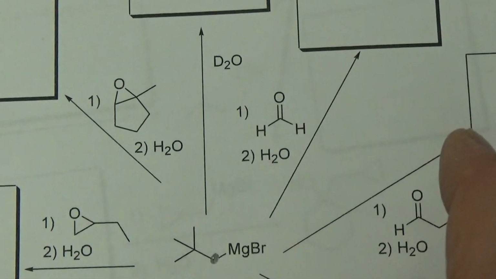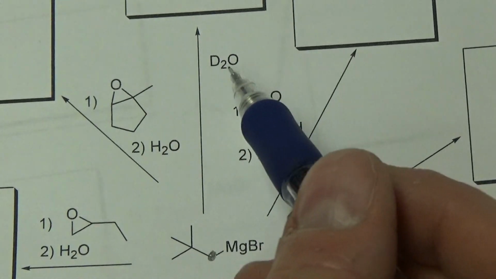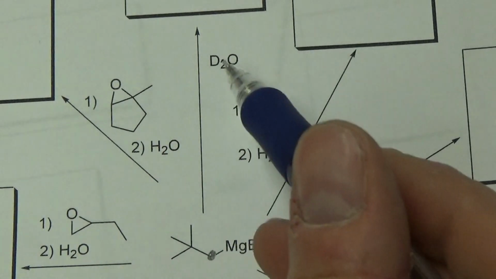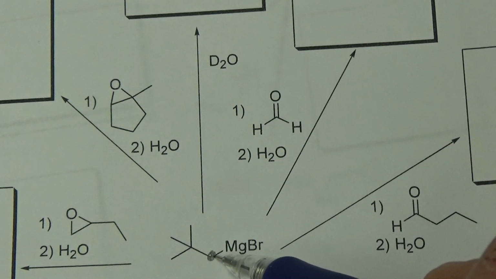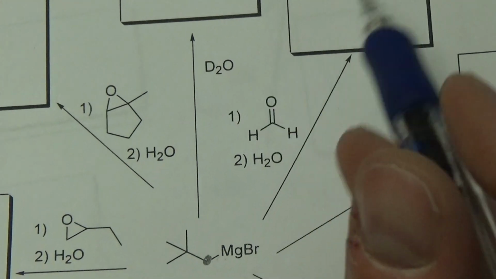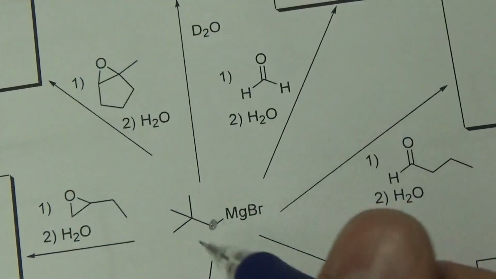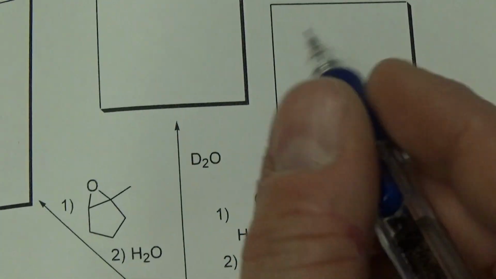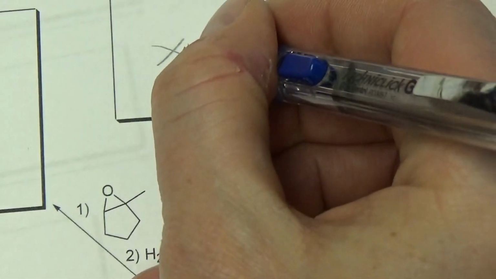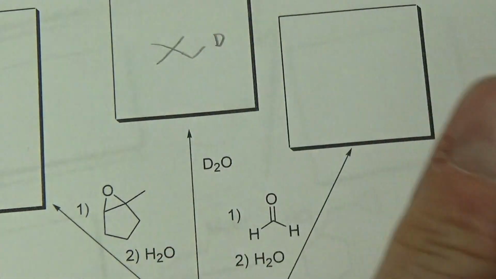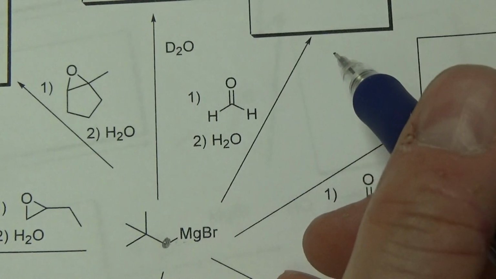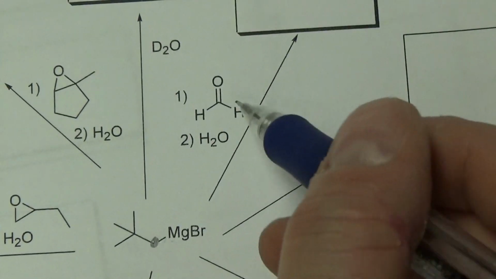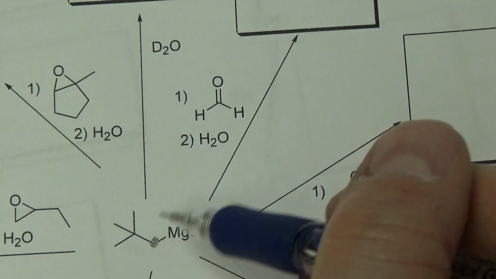Okay, so what about the top one, D2O? That one's actually an exception because it's not actually forming a carbon-carbon bond. That nucleophilic, highly basic carbon is just attacking deuterium. So the answer is really just going to be also 5 carbons, and you're just going to get the deuterium attached. So it's 5 carbons now, and you have a deuterium. Okay, so then we got this one, and this is 5 carbons plus 1 carbon.